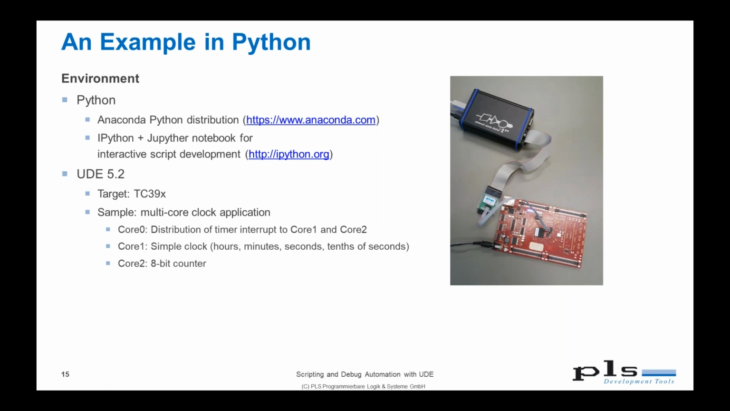I will not use it, but for the core 1 simple clock we want to write a test script that will test the wraparound of seconds. So if we increment the second from 59 by 1, then we expect, or we want to test, if the second is set to 0 and the minutes are incremented by 1.